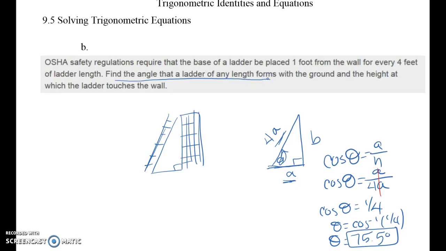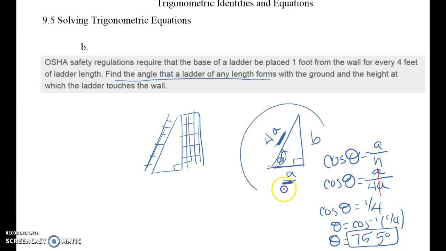And it doesn't matter the length of the ladder. It's going to be proportional because we know as our ladder is getting longer, the distance from the wall is going to get longer. So we're going to have a good proportion there. Now we need to find the height at which the ladder touches the wall. It's not asking the height of the ladder. It's asking the proportional height of when it touches the wall.